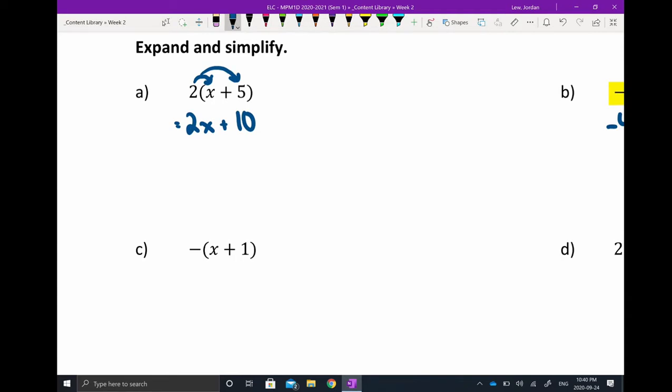Example C. So here I don't have any number in front, I just see a minus sign, but when we see that, we have to assume that there's an invisible 1.